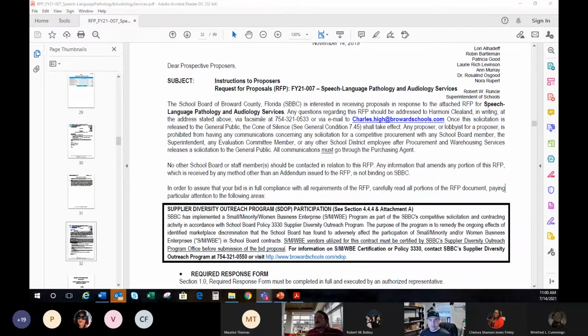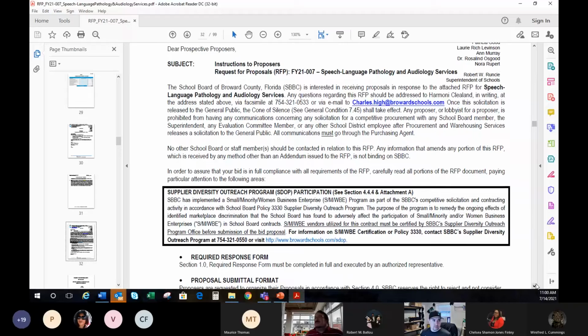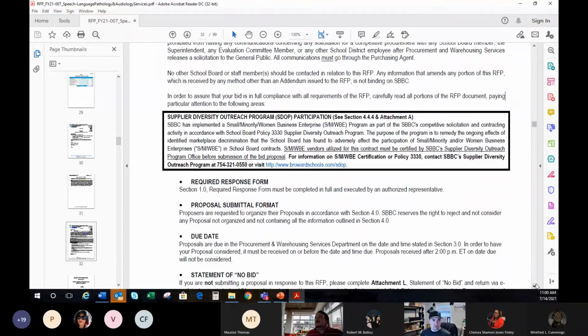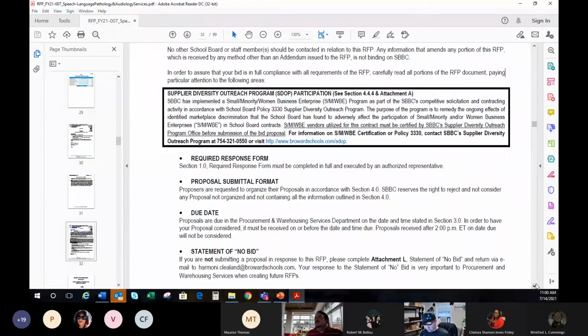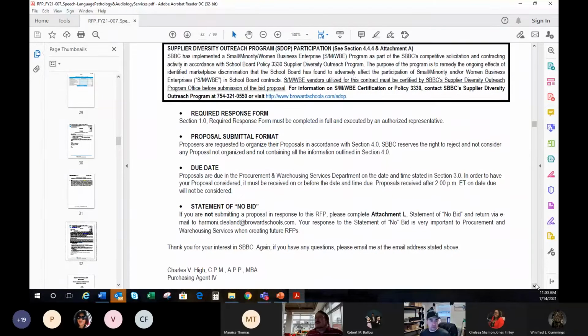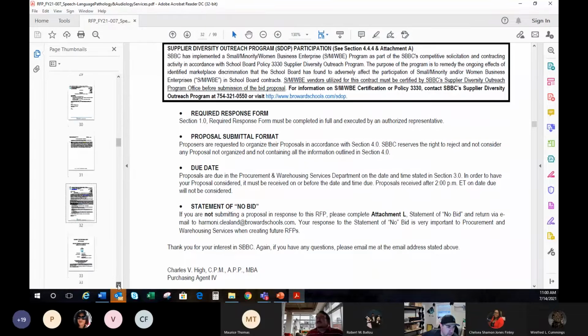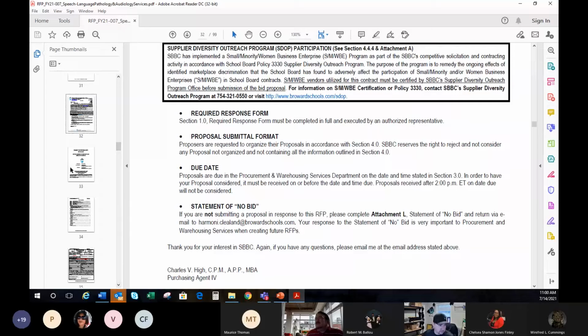Okay, we can go farther down. Again, this talks about the supplier diversity outreach program participation. This gives you general information about the program. If by some chance, and I hope this doesn't happen, you're unable to bid on this, you can refer to attachment L, which is the statement of no bid. So basically you would just come back and say, we can't bid this, we can't meet the specifications of the bid or RFP. So we can go further.